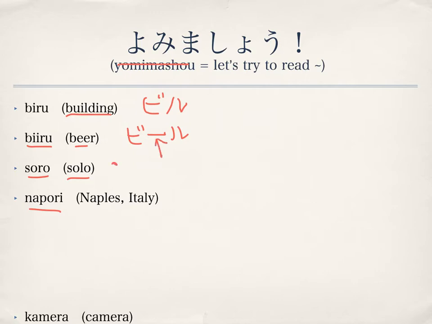Soro. So is the needle pointing down, the stitch of the needle. Ro is the rock that doesn't roll because it's square. Napori. Na is the knife. Po is the holy cross with the circle, maru. And ri is easy.